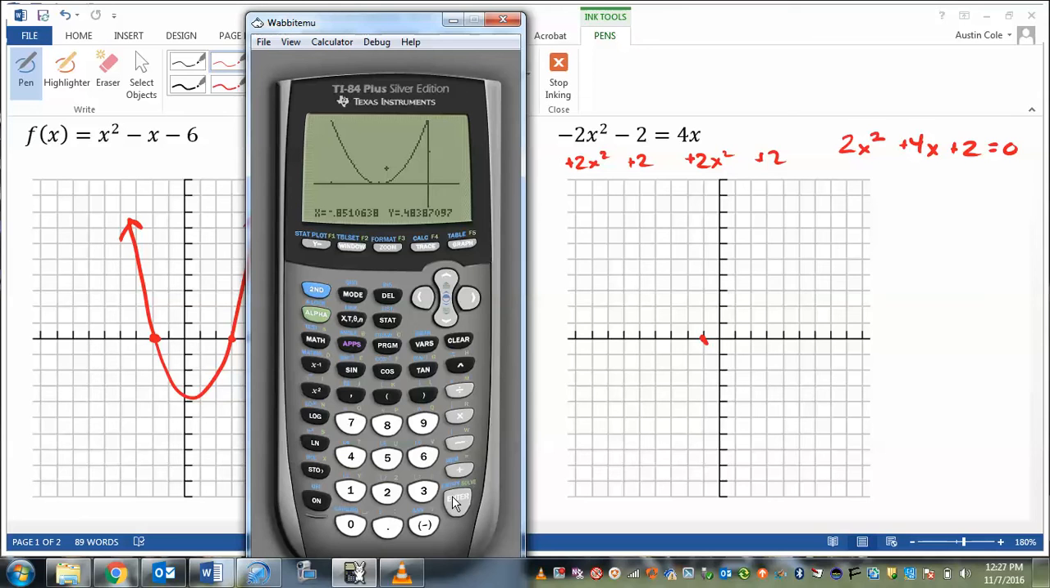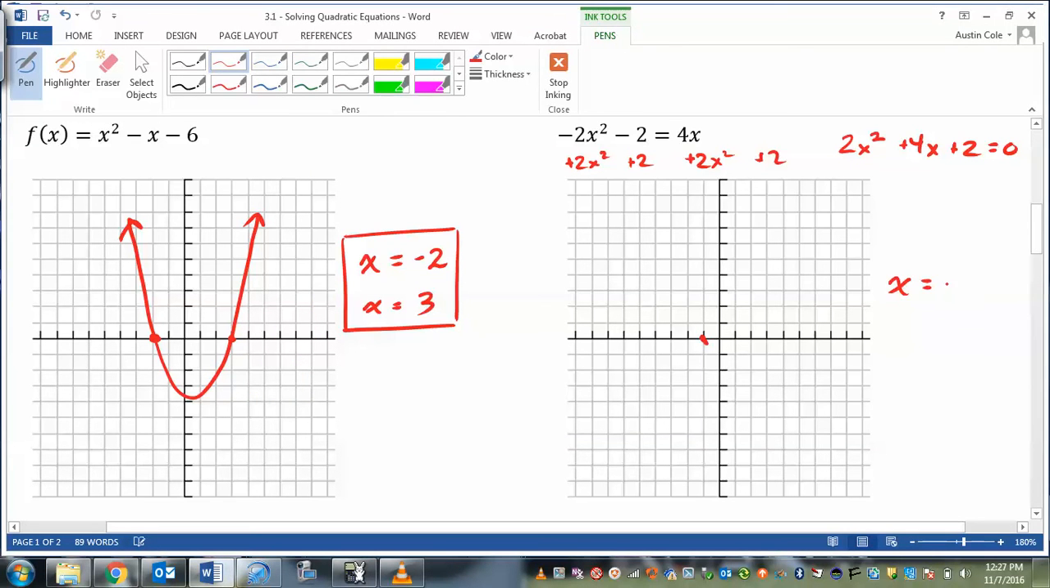Yeah, it's just touching it at -1, and then it's going back up. So that's where the graph crosses the x-axis. Well, crossing or touching. So here our answer would be -1. Okay, x is going to equal -1.